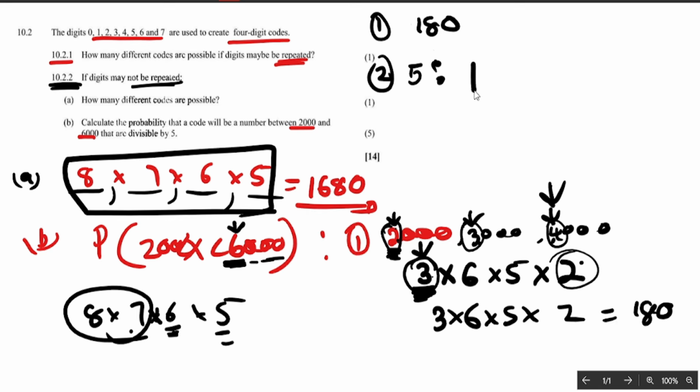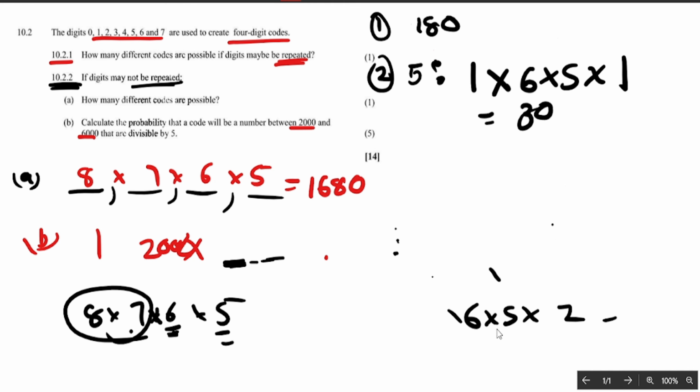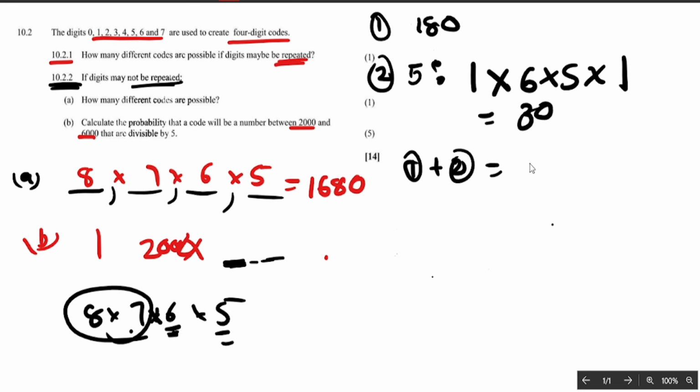So it's just going to be 1 digit, and then you're left with 6 times 5 times 1. You can punch this into your calculator. You should get 30. Fine. So now that you have this, you are able to find the probability, because you're going to add 1 and 2, which is 180 plus 30. What are you getting? Please punch it into your calculator. You should get 210.